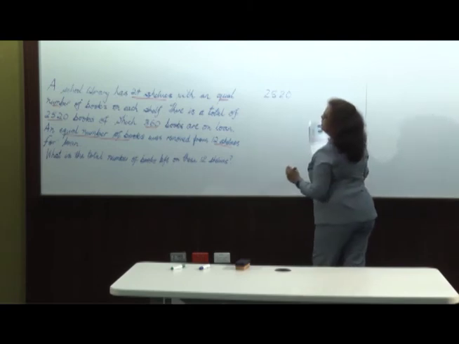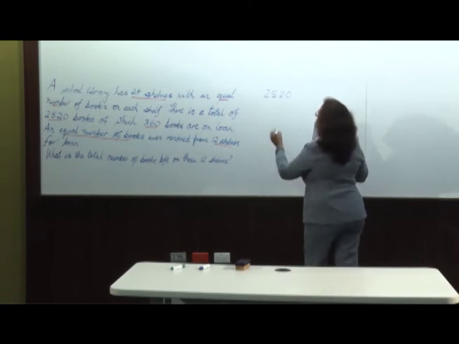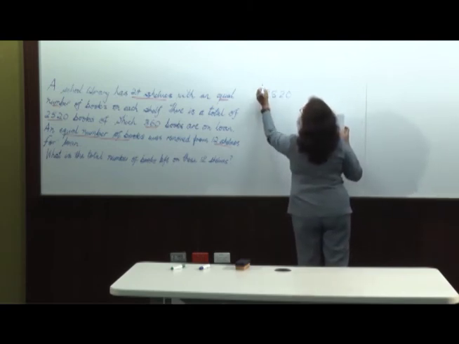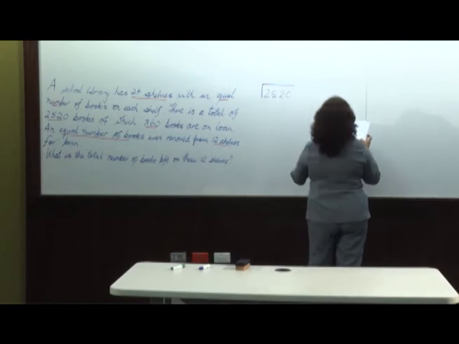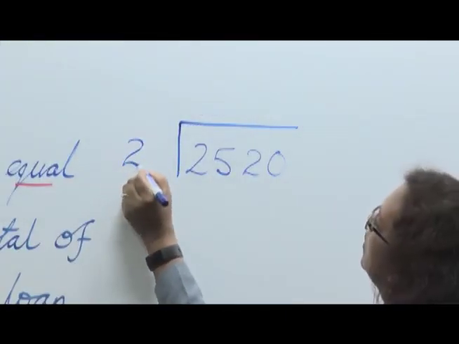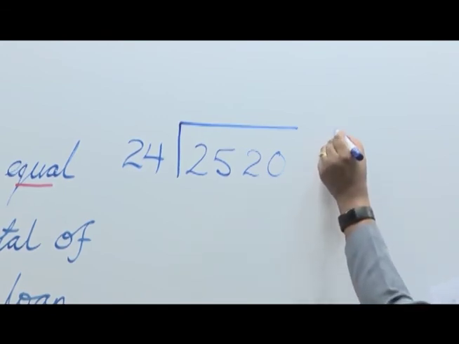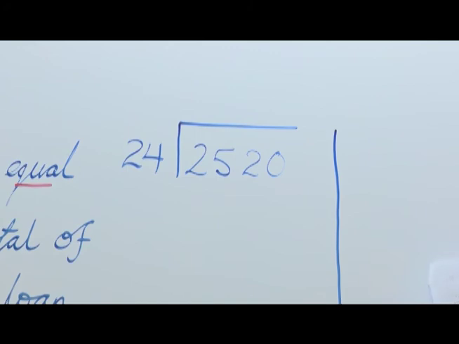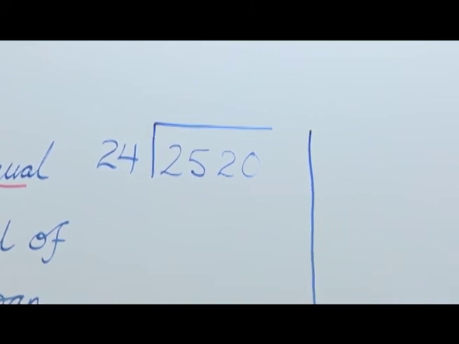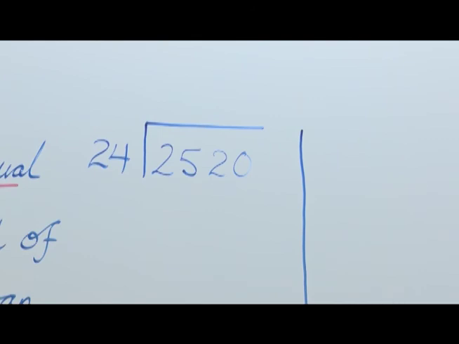So, the total number of books is 2,520. I will have to divide that by 24 to find out how many books are on each shelf. I'm first going to use what we just used, the partial quotient, and then we are finally going to do the algorithm, which is not very difficult.